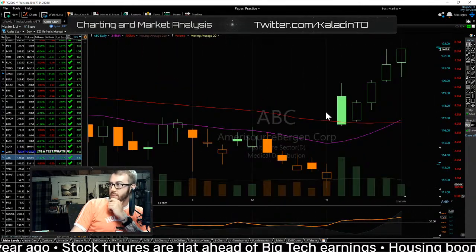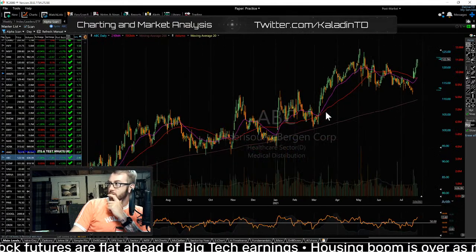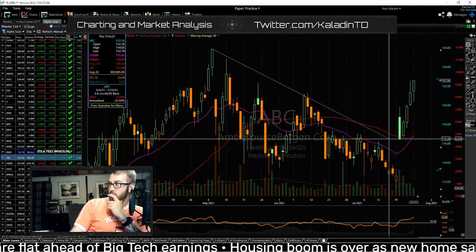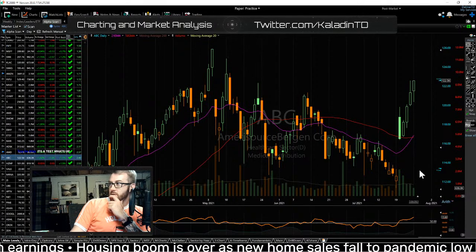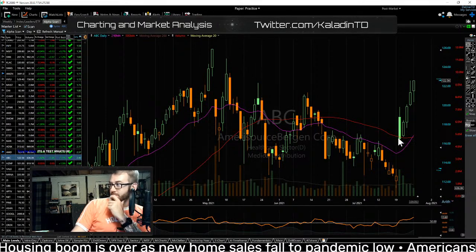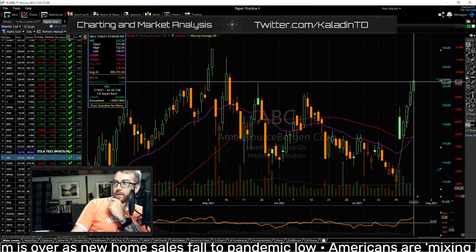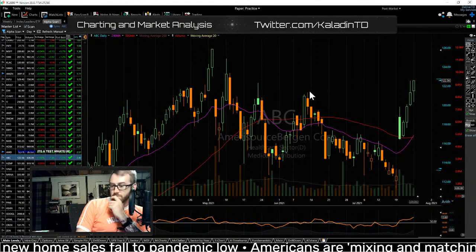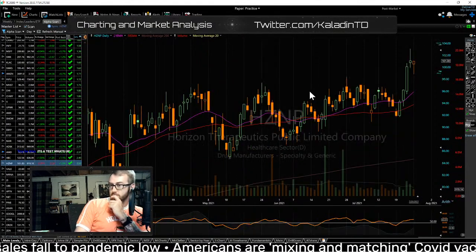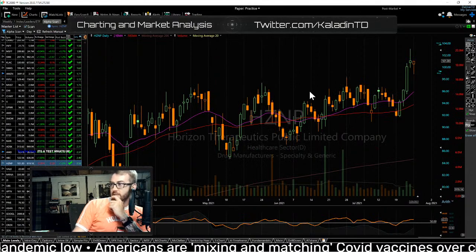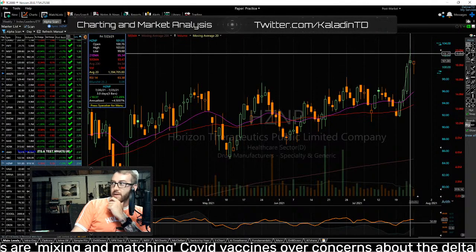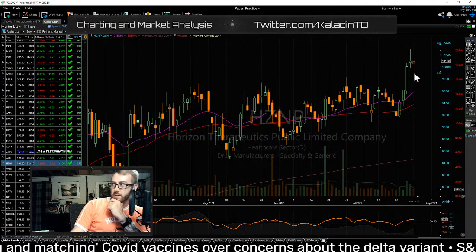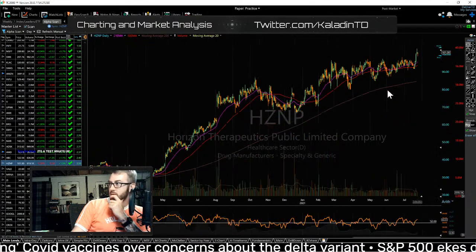ABC Medical. Got a nice 21/50 cross here. It's a bit extended for me right now. Another one of these bars here where another name, after a solid move, took a pause day but closed well off of the lows.